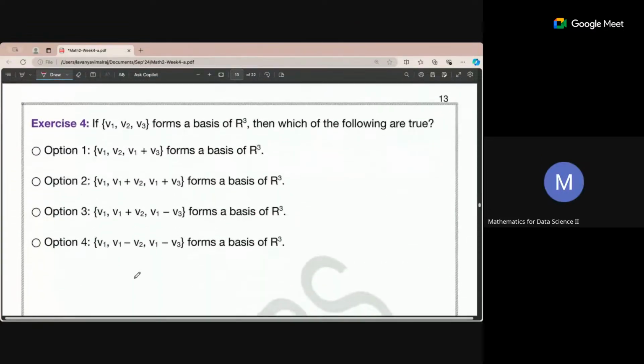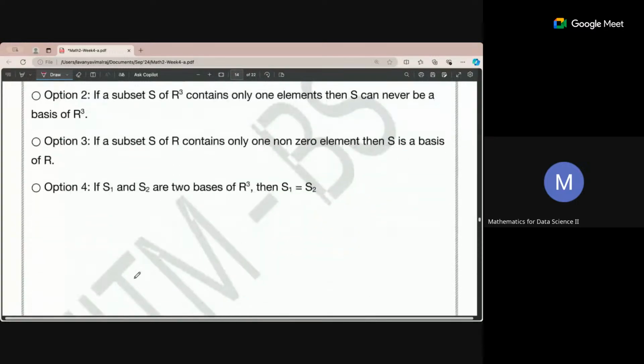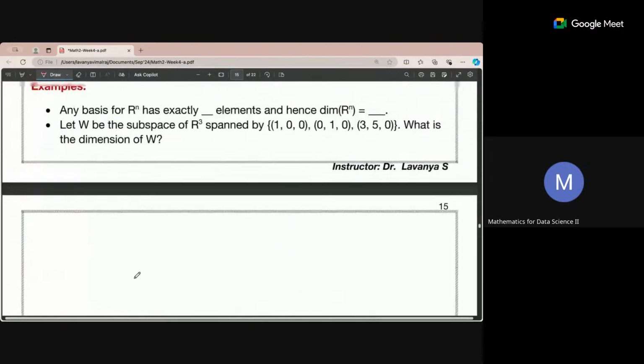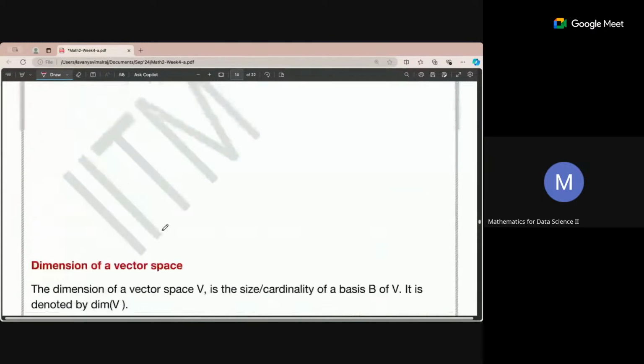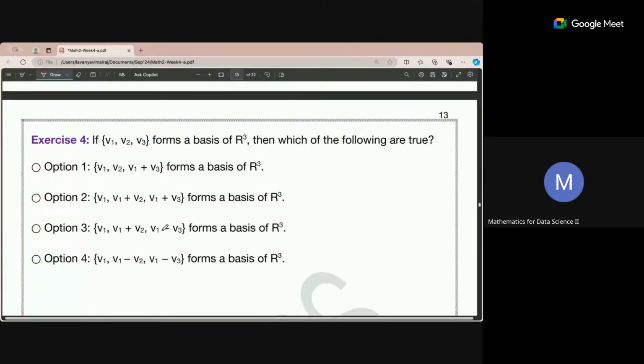Okay. So exercise 4, maybe after this, you have a few more things. Maybe I will cover up to this point quickly. I'll not take much time, maybe another 5 or 10 minutes. If V1, V2, V3 forms a basis of R3, then which of the following are true? I will just do one, and based on that, you can answer the remaining. I will show you how.